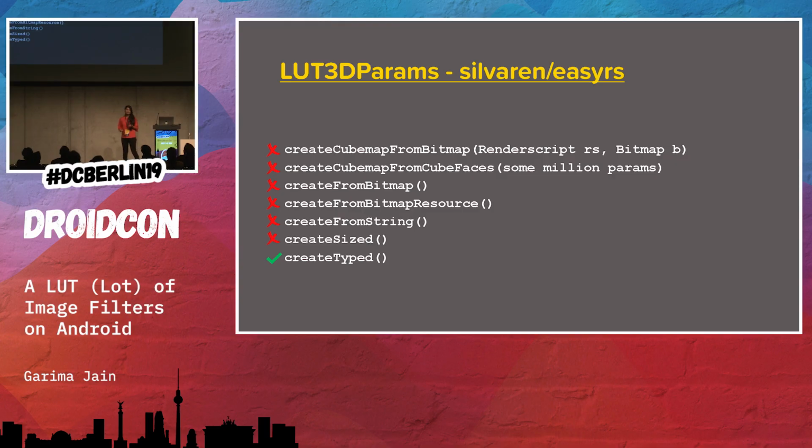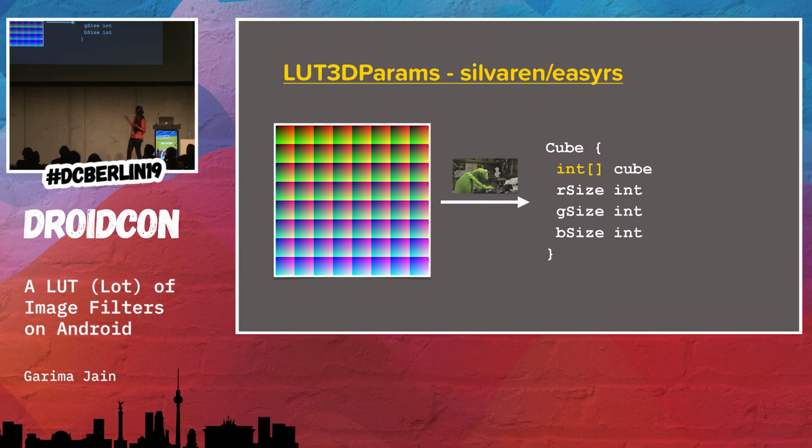But then thankfully, I came upon this good GitHub repository. It is called EasyRS, which told me that I need to use createTyped. What this repository gives us is this data structure. This is all we need to care about now. And this R size, G size, and B size, because we are using a 64 LUT, will be 64, 64, 64. Now I just need to figure out how to convert this square LUT into an integer array.